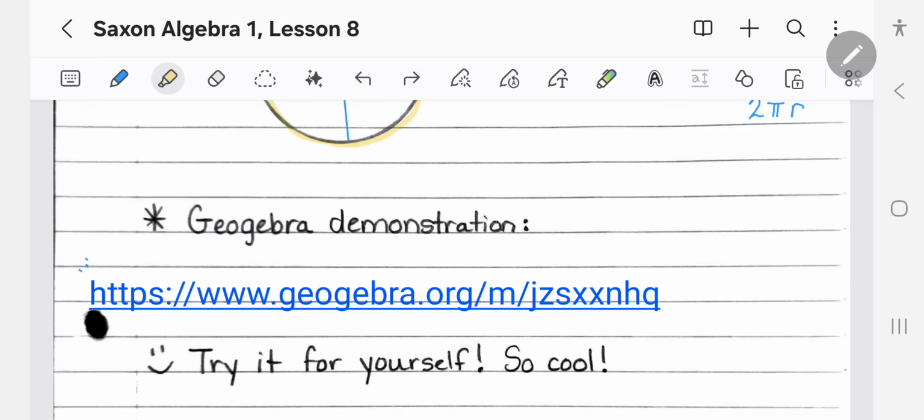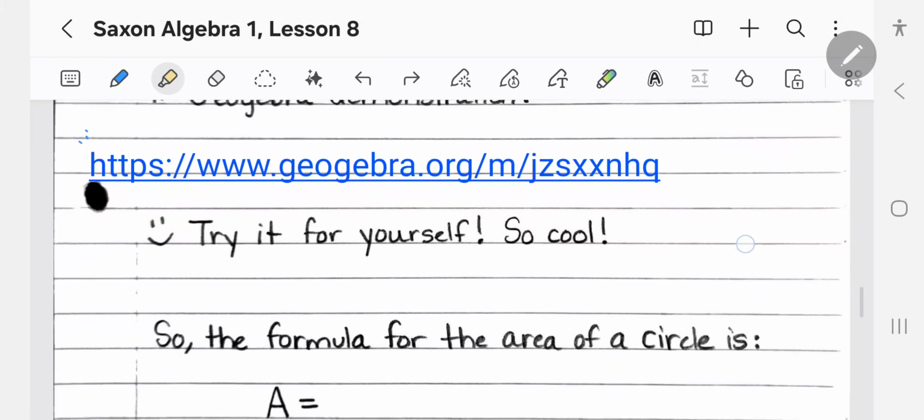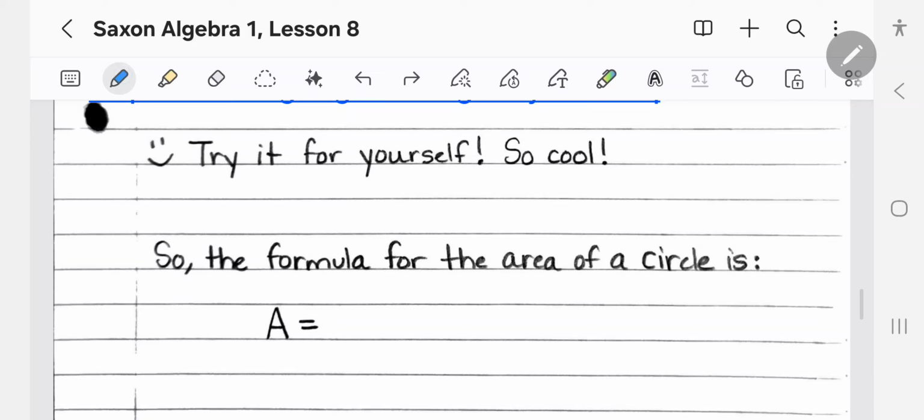I'll put the link to the Geogebra demonstration in the description box for this video, and you can try it for yourself. It really is cool to be able to play with it a little bit, and you can convince yourself how they get the formula for the area of a circle. Area is equal to pi times the radius squared. This is a really helpful formula for finding the area of a circle, because counting all those little pieces of squares would not be very accurate, nor would it be easy.